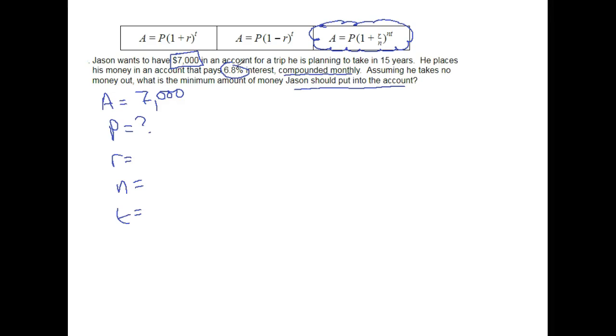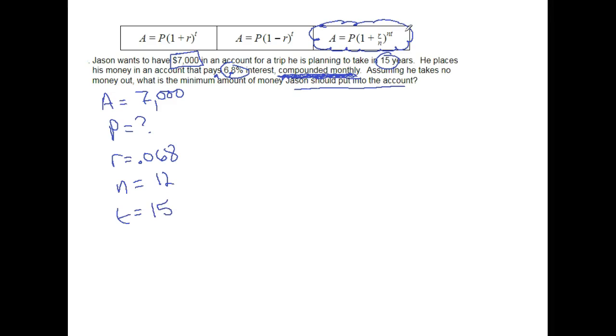This rate, written as a decimal: if I take that 6.8 and kick it over 2 spots to the left, which is making it out of 100, it's 0.068. And the value for n is all about this little phrase right here. How many times in a year will this happen if it's compounded every month? Well, it'll happen 12 times because there are 12 months in a year. And this trip is happening 15 years later.